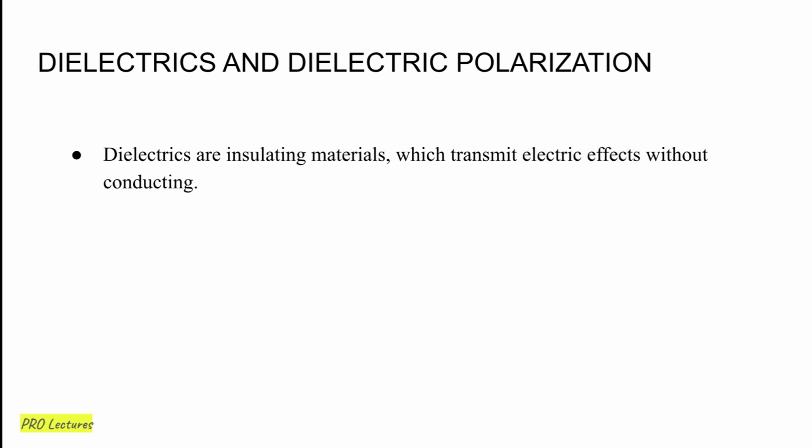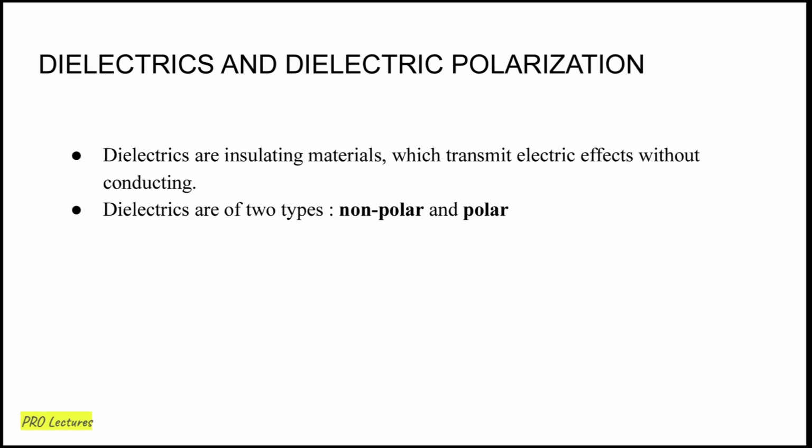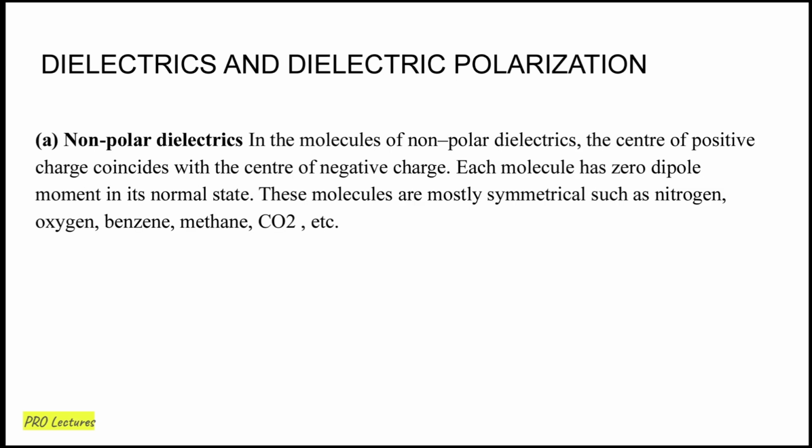Let's break it down. There are two main types of dielectrics, non-polar dielectrics and polar dielectrics. Let's start with non-polar ones. The non-polar dielectrics have molecules where the center of positive charge coincides with the center of negative charge. In their natural state, these molecules don't have any dipole moment, meaning there is no separation between these charges. These molecules are mostly symmetrical, such as nitrogen, oxygen, benzene, methane, and carbon dioxide.